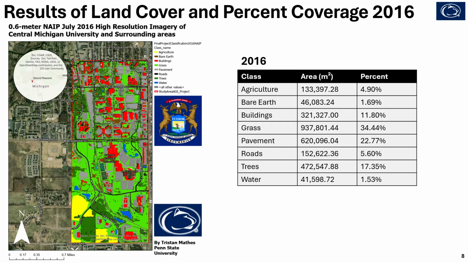I produced a summary statistics table to summarize the land cover distribution for the study area based on the classification results. Grass is obviously the dominant land cover type here, as you see on the map and in the table, covering approximately 937,000 square meters, which represented about 34.4% of the total study area. Pavement was the second largest class, encompassing 22.8% of the landscape, while trees made up about 17.3% of the area, covering approximately 472,000 square meters.